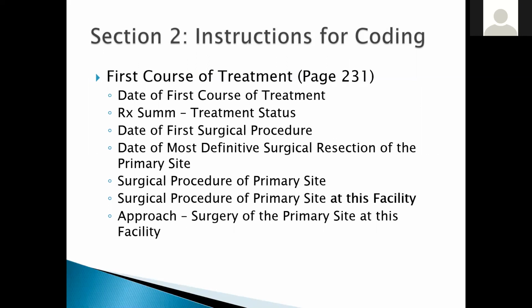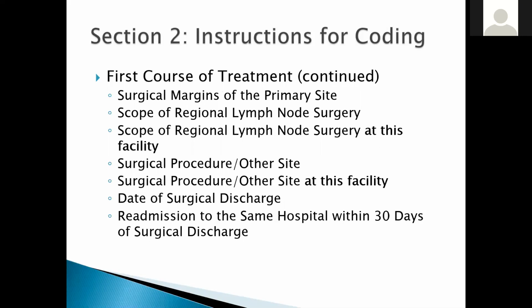The next several slides list the fields that are considered part of the first course of treatment. Of course, all these fields may not be used for every abstract. For instance, some patients are never admitted to the hospital for their diagnosis or treatment of cancer. Therefore, they would not have a readmission to the same hospital within 30 days of surgical discharge. So this data field would be left blank. So even though these data fields are listed in the data dictionary, we may not have to assign a code to them.